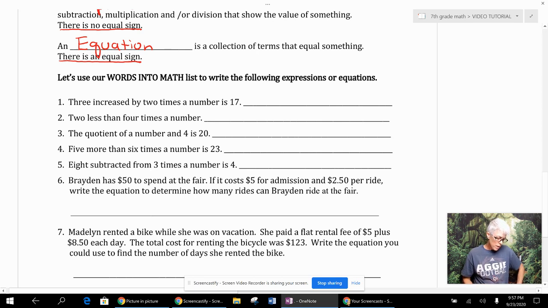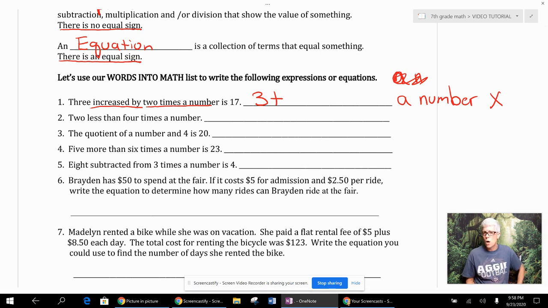So number 1: 3 increased by, what do you think that means? Addition, that is correct. So 3 increased by what? 2 times a number. Now we're always going to have a number. They refer to it as a number. A number, that just means your variable. And so just for today, let's call it X. Sometimes it's N. You can really have it be anything you want it to be. So we'll just call it X for today.